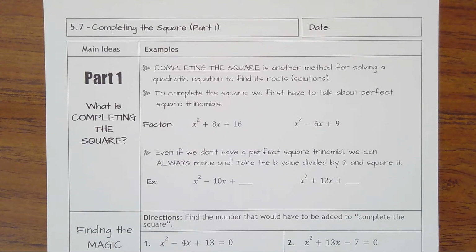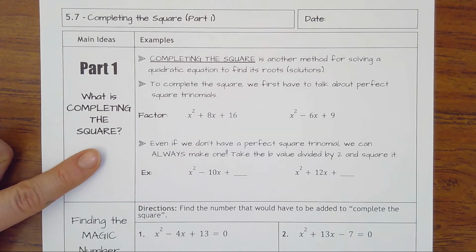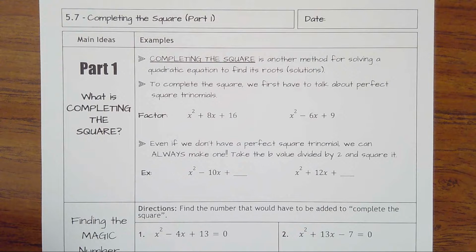Lesson 5.7, completing the square. This is part 1 of the process. Then we'll have part 2 later. What is completing the square? Think about completing something as finishing something.